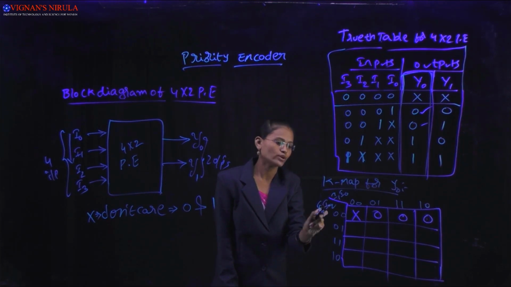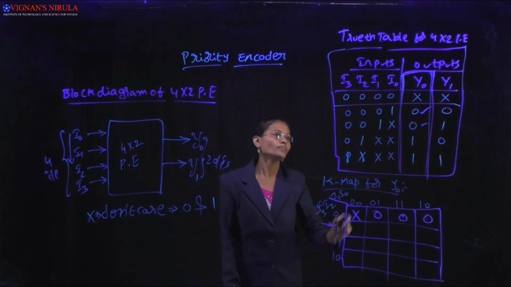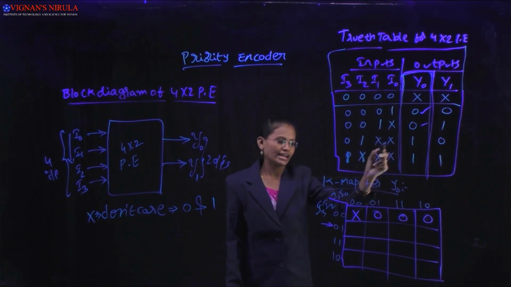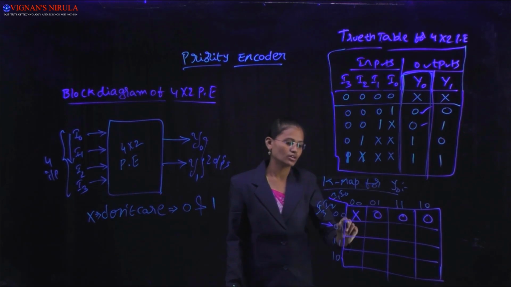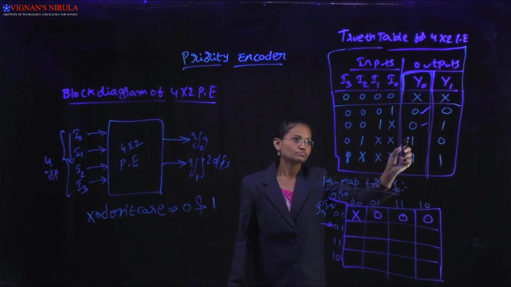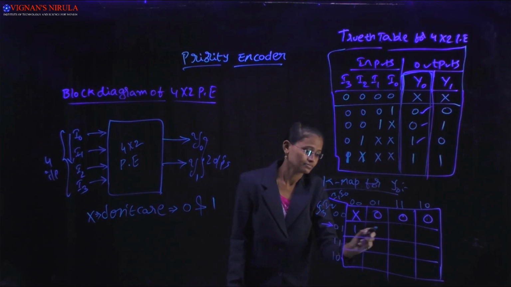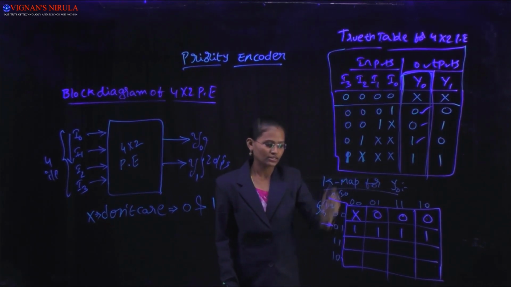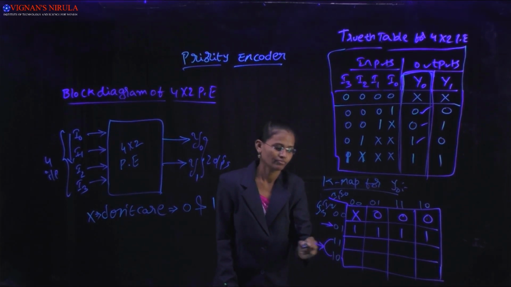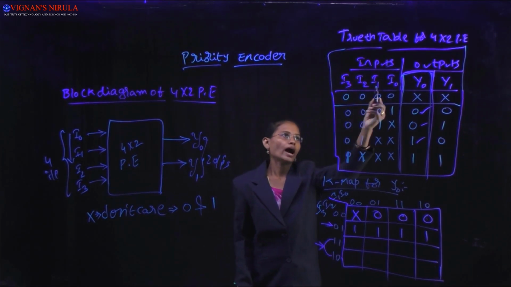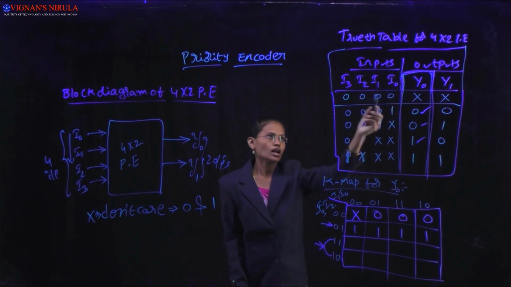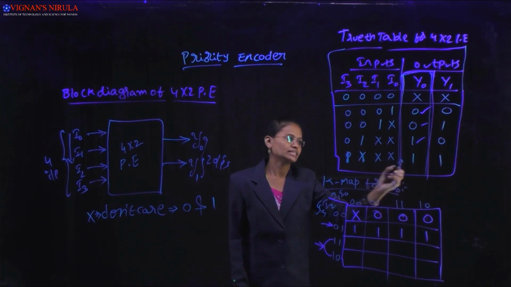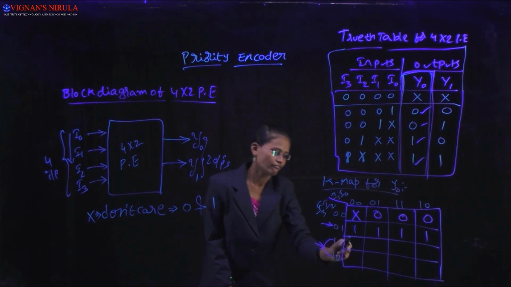Observe this row: I1 is X, I0 is also X, so all possibilities are there, so this row is filled with 1. And next I3 is 1. For these two rows, all possibilities of I1, I0, either 0 0, 0 1, 1 1 or 1 0, in this case all cells are filled with 1.